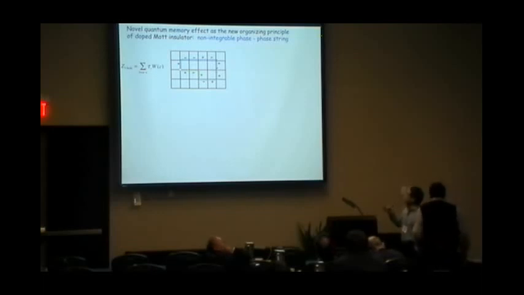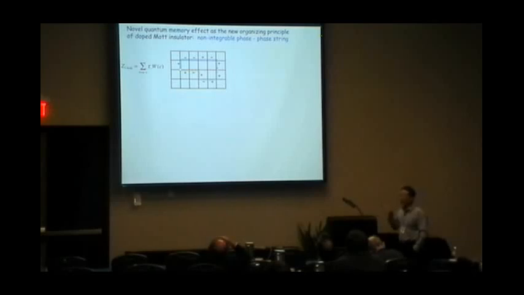Also, if you think of a charge moving from one place to another along different paths, then you will pick up different types of phase, because this depends on the spin background. That tells you this phase will be non-integrable. And then different paths will have strong interference effects.